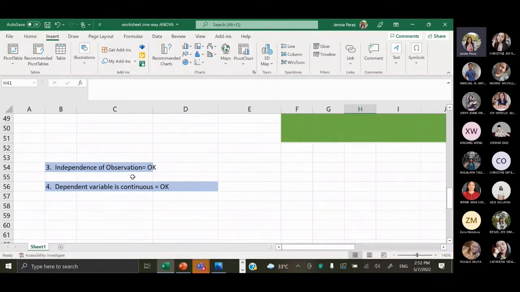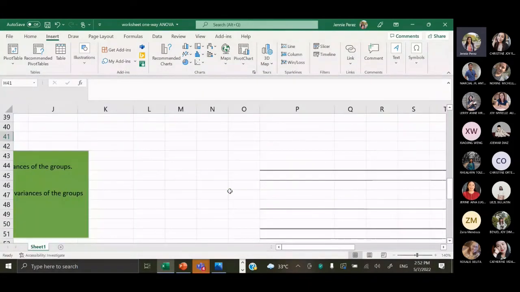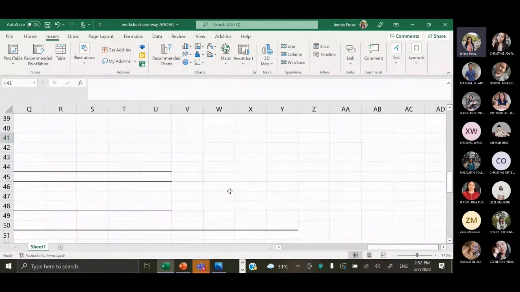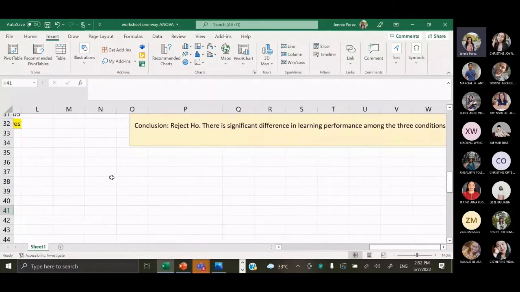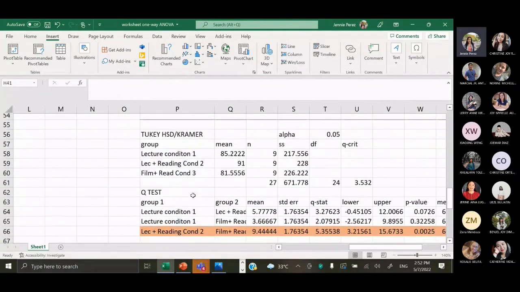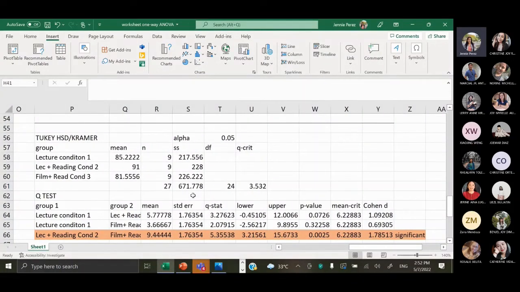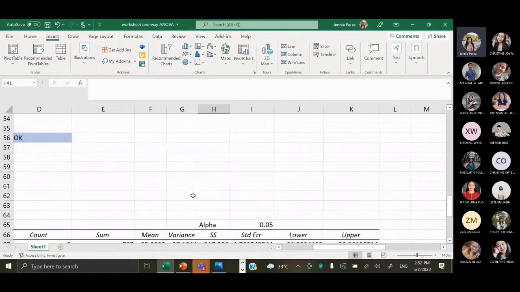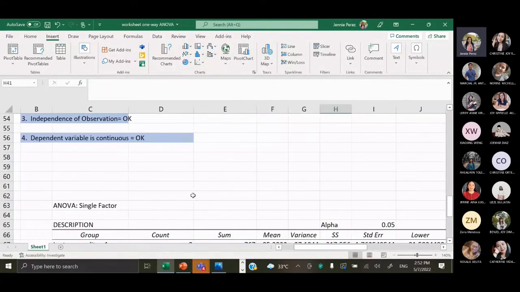And this independence of observation, it is okay. Dependent variable is continuous. It's okay. Approve lahat. All of the assumptions for performing one-way analysis of variance were met, so we proceeded. Okay, so this is the other data that is being spewed out by RealStat.